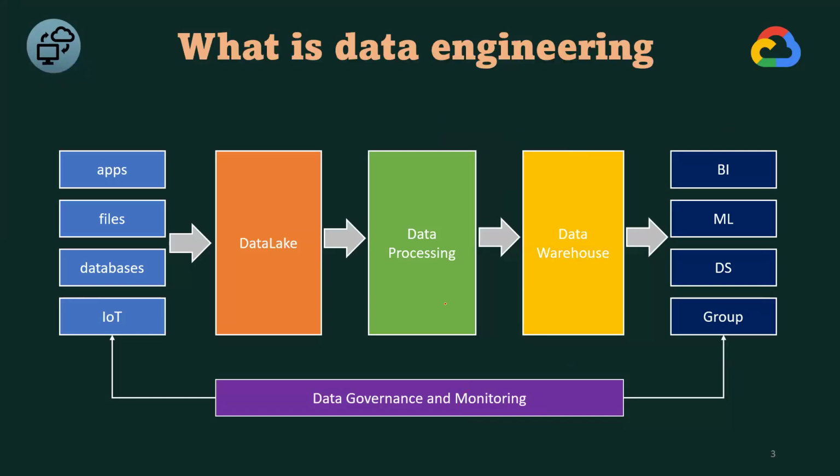Okay, so you have the data sources, and you have the data sink, or nothing but a destination, or downstream. This is upstream, this is downstream. Upstream are the application team, or a file format team, or a database team, or IoT team, or an ingestion team, whatever you want to call it. And you will have the data lake, data processing layer, data warehouse layer, and a data governance layer. All of these things are there.